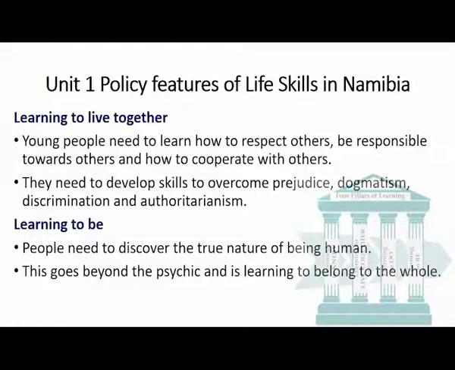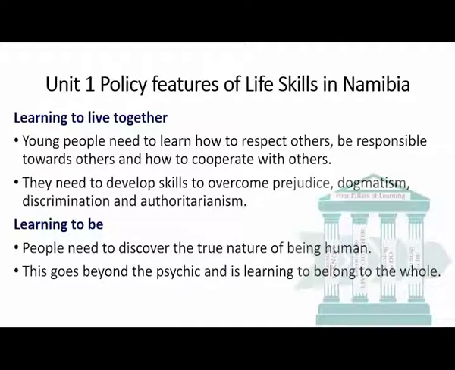And authoritarianism, you must cut this one, eh? You must help me, yeah? I'll just continue. I have a problem with the word, yeah? Authoritarianism. So the word is authoritarianism.